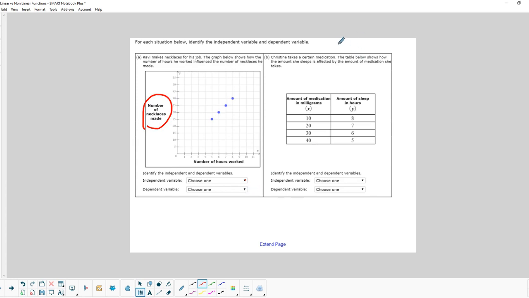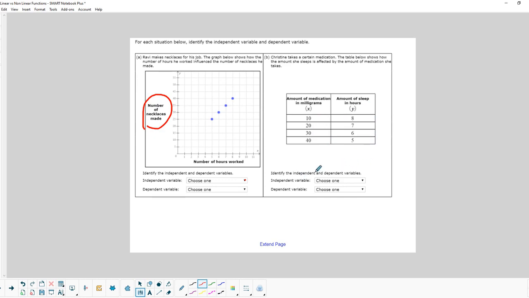Okay, how about this next one? Christine takes a certain medication. The table below shows how the amount she sleeps is affected by the amount of medication she takes. So if she takes 10 milligrams, she sleeps 8 hours. If she takes 20 milligrams, she sleeps for 7 hours. If she takes 30 milligrams, she sleeps for 6 hours, and 40 milligrams for 5 hours. So the more she takes of this medication, the less she sleeps.